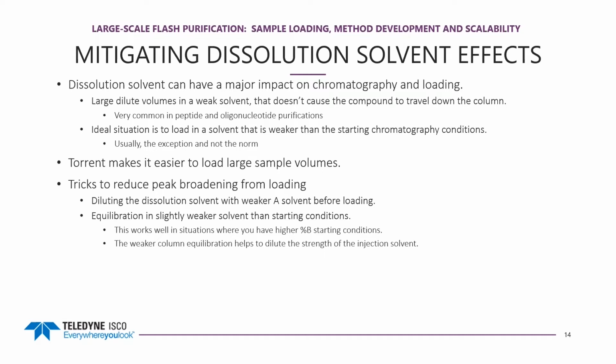Another thing you can do is equilibrate the column in a slightly weaker solvent than the starting conditions. If you do this, then as you load that strong-solvent-dissolved compound onto the column, it's going to naturally dilute on the column. We've had some success doing this in purifications with higher % B starting conditions, where the weaker column equilibration helps to dilute the strength of the injection solvent, essentially.